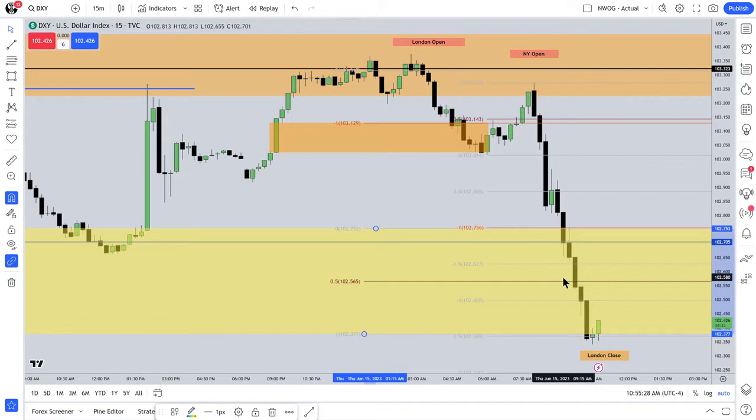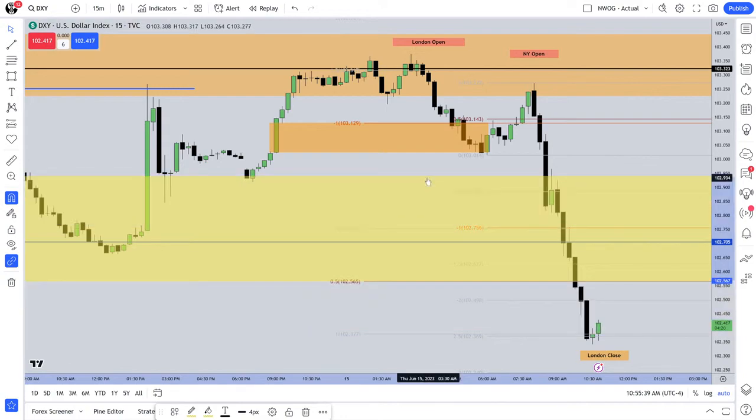Oops, we don't want to see this range like this. Didn't do that right. Let's do it like this. We don't want to see this portion of the range be revisited. If I can get it right where I want it at.